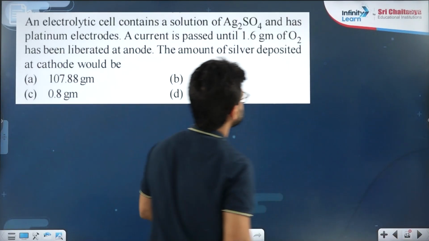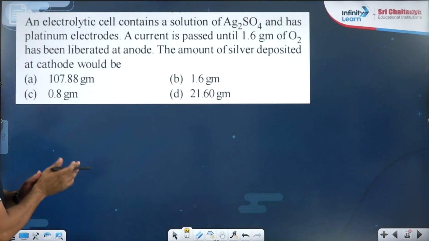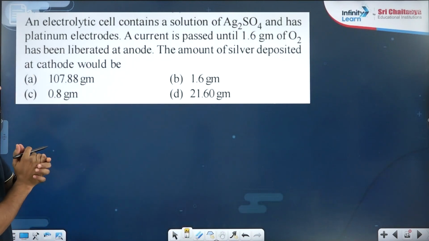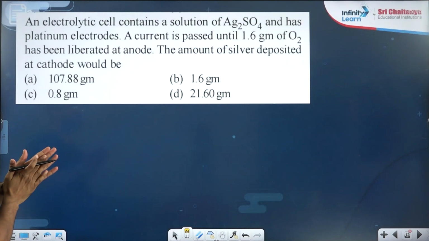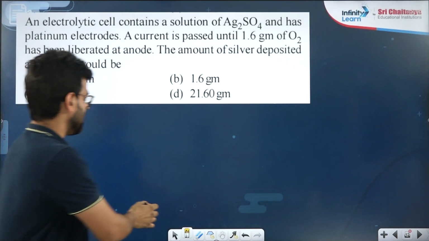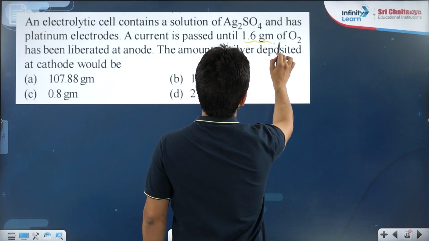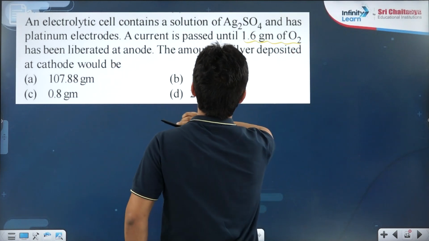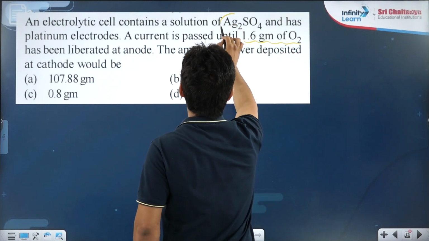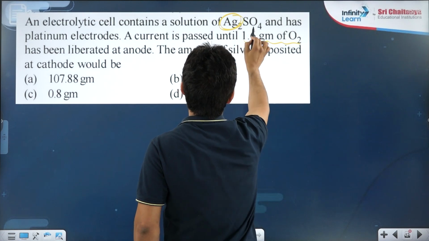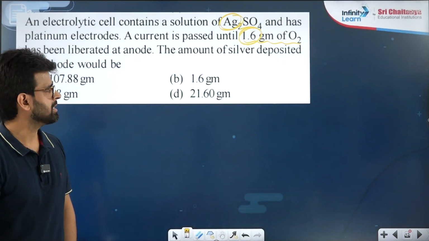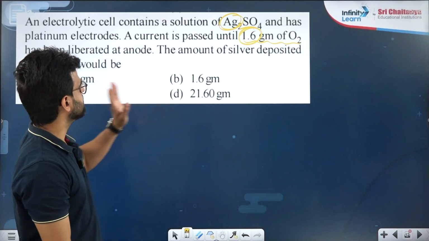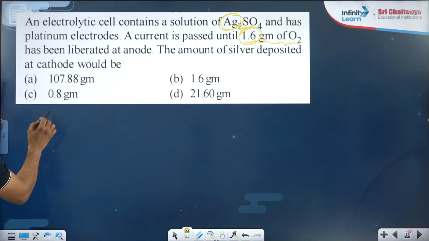Now next one is, an electrolytic cell contains a solution of Ag2SO4 and has platinum electrodes. Fine, a current is passed and they are saying 1.6 gram of O2 is liberated at the anode. So at one electrode Ag will deposit and at the other electrode O2 will deposit, right? So they are asking the amount of silver deposited. Fine, again an easy one.